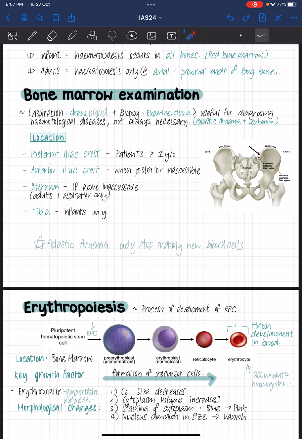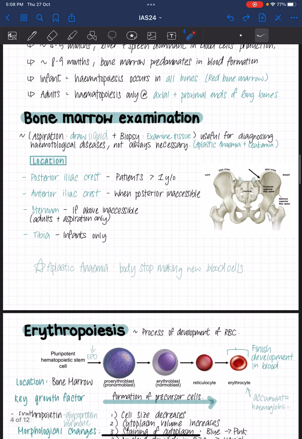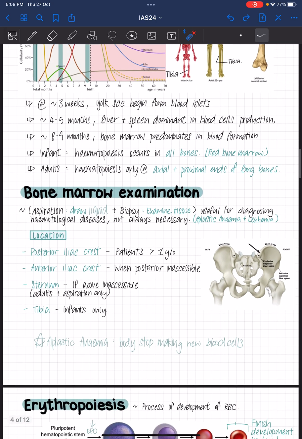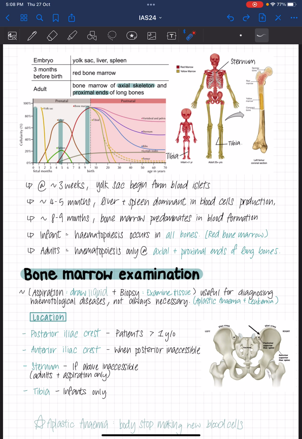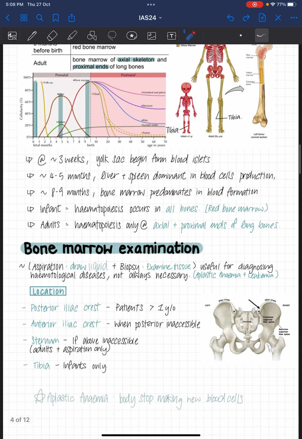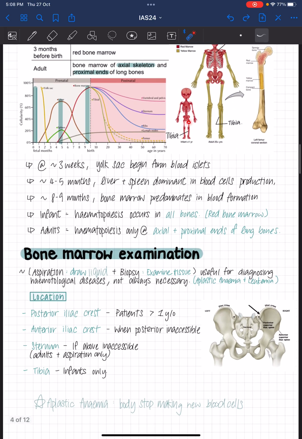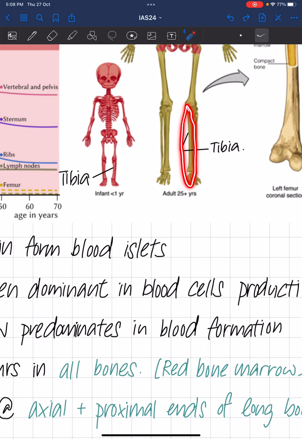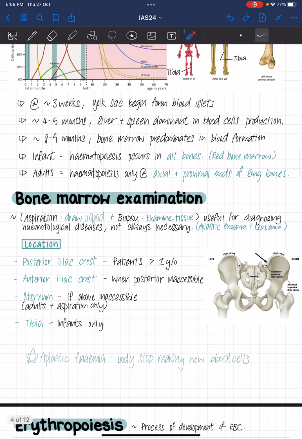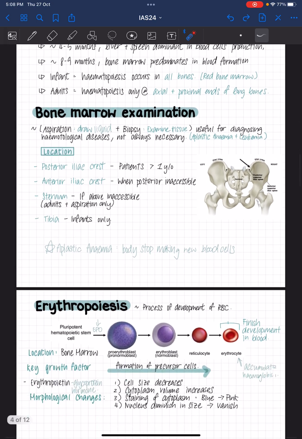The places where you can extract tissue are the posterior iliac crest, which is here, or you can take it from the anterior iliac crest, which is here. This is mainly used when you can't access these places because the person is obese. Or you can also get it from the sternum, which is here, and that's only when the iliac crests, both posterior and anterior, the front and the back, are not accessible. And the tibia, this bone on the inner side of the leg, you use to extract tissue in infants only.